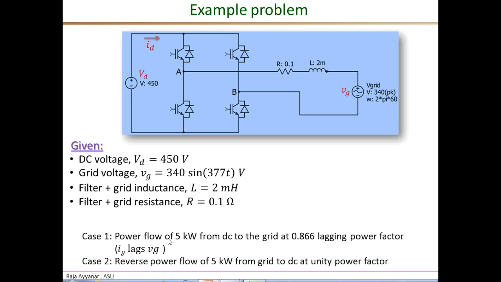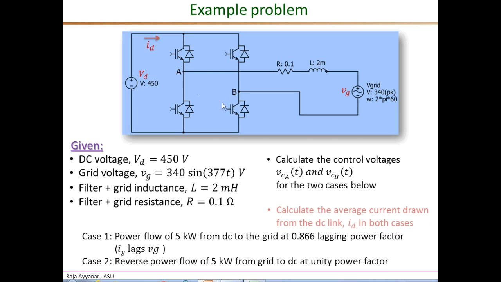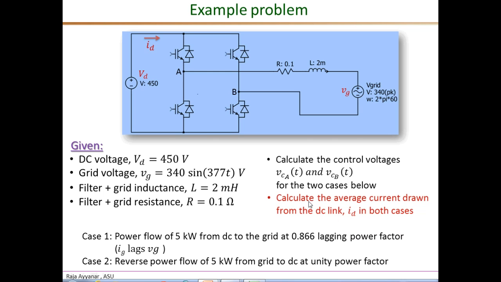One is power flow of 5 kilowatt from the DC source to the AC grid at 0.866 lagging power factor, and the second case is the reverse power flow corresponding to power from the grid to the DC source, again at 5 kilowatt but at unity power factor in case 2. For each of these two cases, we needed to calculate the control voltages for the two legs, VCA and VCB, and also calculate the value of the average DC link current for these two cases.